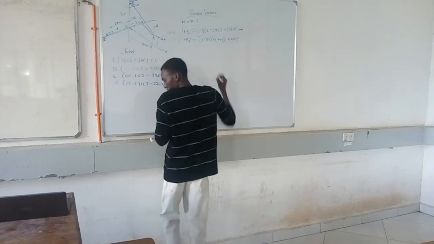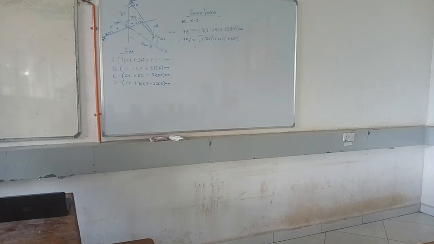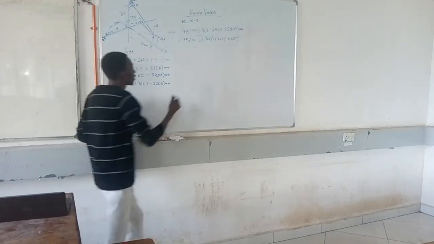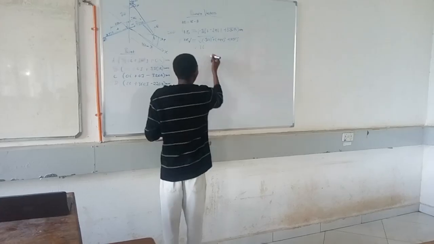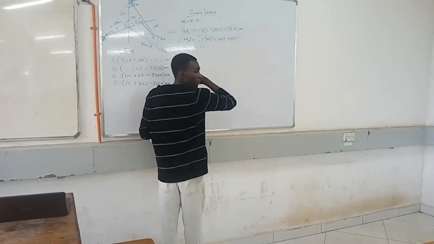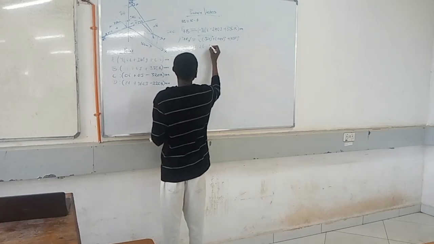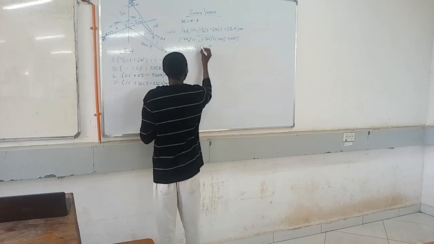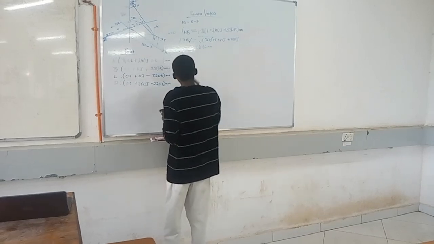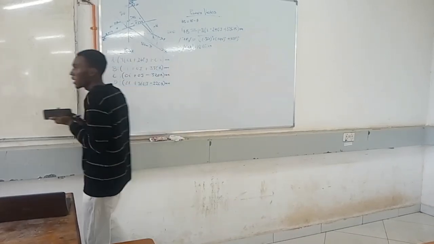Anyone to punch for me the magnitude of AB? Like this? All right. 1060 millimeters. That is the magnitude of rAB.